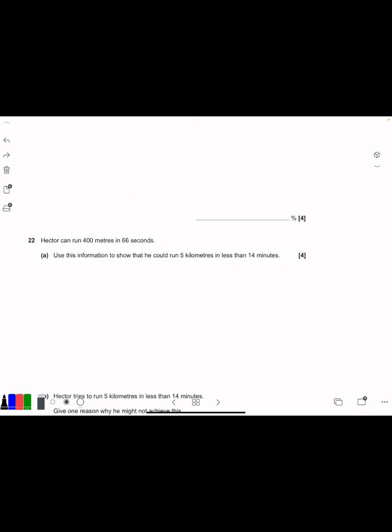Hector can run 400 meters in 66 seconds. Use this info to show that he could run 5 kilometers in less than 14 minutes. So speed is distance over time. The distance here would be 5,000 if you're converting it to meters, and the time would be 14 times 60, which is 840. So the speed initially was 6.6 recurring meters per second for the 400 meter race. And the speed required to run 5 kilometers in less than 14 minutes is just 5.95 meters per second, which Hector surpasses.